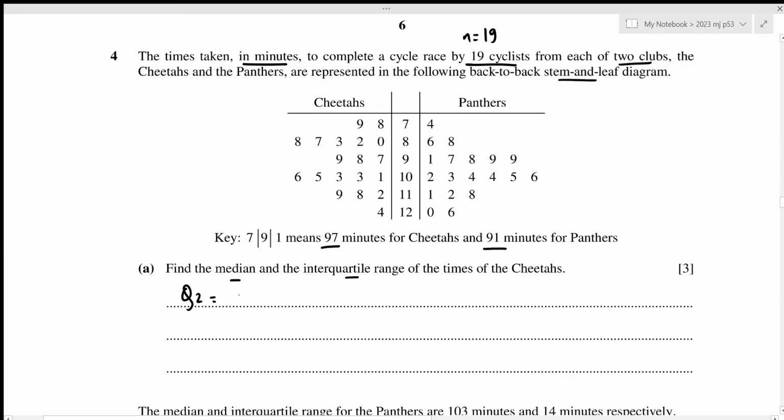That is just going to be the n plus 1 by 2 item, right? And in this case n is 19. So 19 plus 1 is 20. 20 by 2 is 10th. So we're looking for the 10th item for cheetahs. Let's count. 1, 2, 3, 4, 5, 6, 7, 8, 9, 10. And according to our key, we know that 9 will mean 99 minutes.